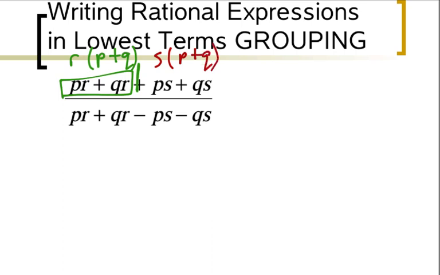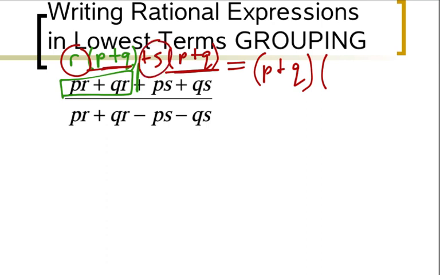And if you recall from grouping, at this step what we want to do is pull out the p plus q's, and what that will turn into is p plus q times what's left over, which was the r and the s. So r plus s. Okay?